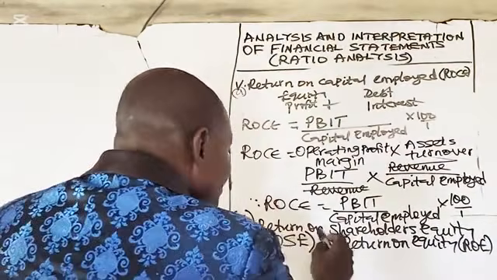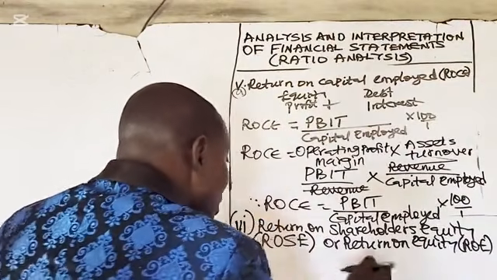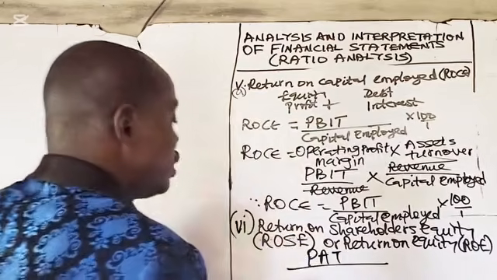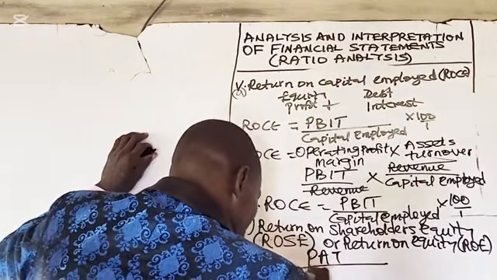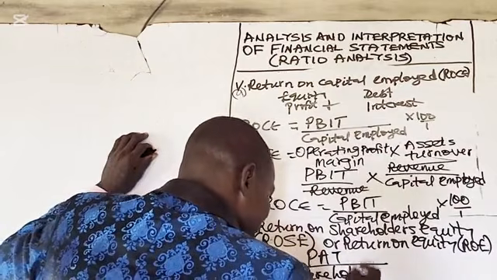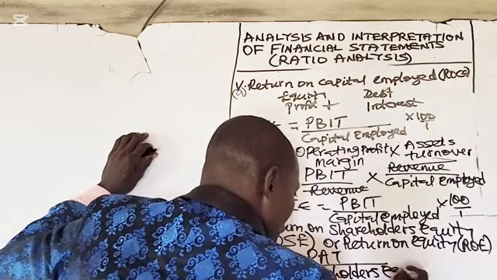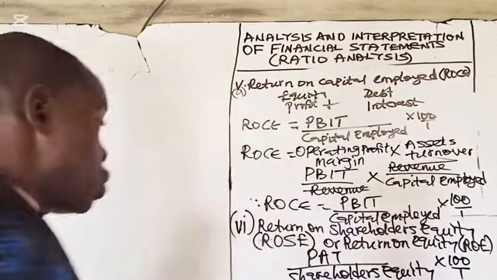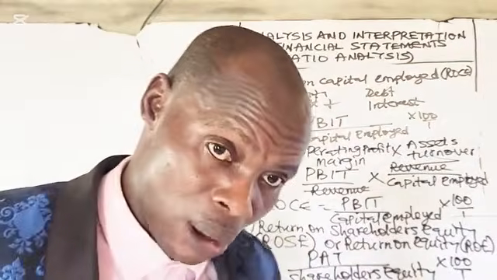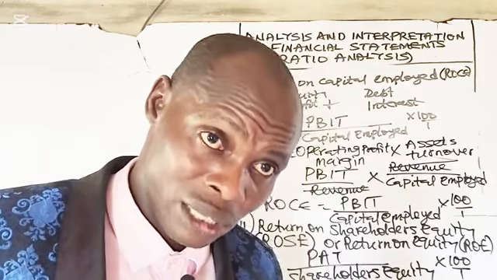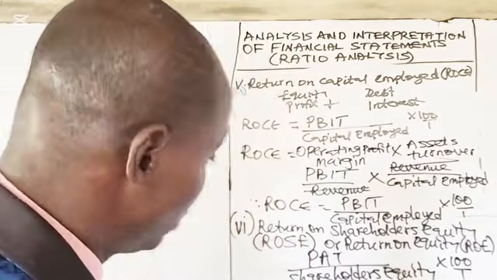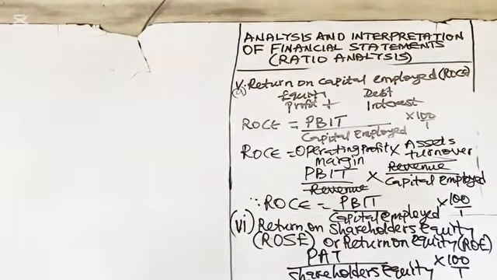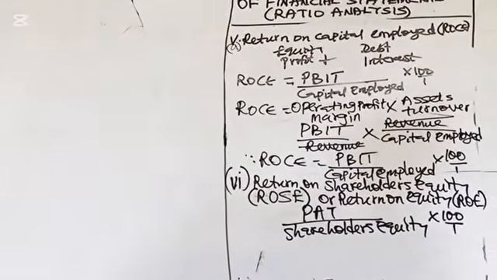So the return on equity is profit after tax over shareholders' equity. The equity you have in the statement of financial position, just take the total. Remember, equity comprises the share capital and the reserves. That is the return on shareholders' equity.